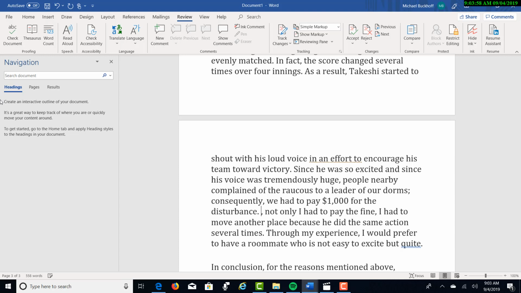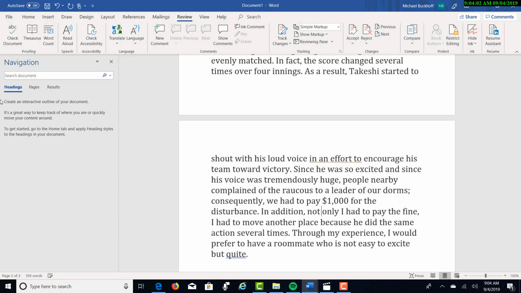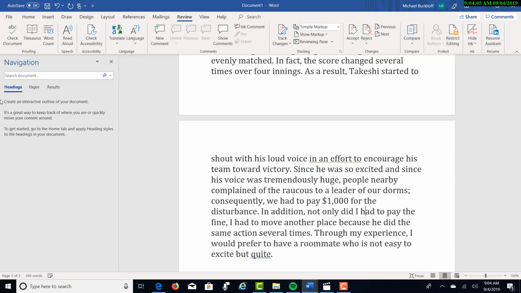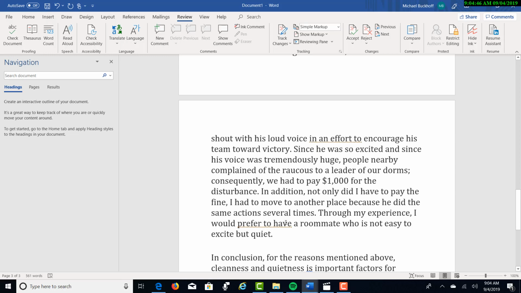And then we'll say something like, "in addition, not only did I..." you're using that adverb "not only." When you use it at the beginning of the sentence, you need to use a subject-verb inversion there. So "in addition, not only did I have to pay the fine, I had to move to another place because he did the same action several times. Through my experience, I would prefer to have a roommate who is not easy to excite, but quiet." Okay, I think we're good there.